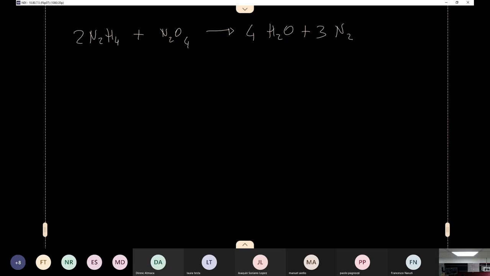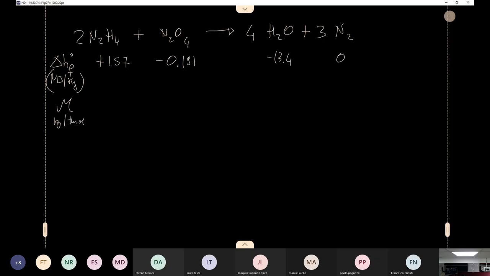So consider now the enthalpy of formation of each of these species in megajoules per kilogram. There is plus 1.57 for hydrazine, minus 0.191 for N2O4, minus 13.4 for H2O and 0 for N2. We can consider also the molar mass for each of these species.